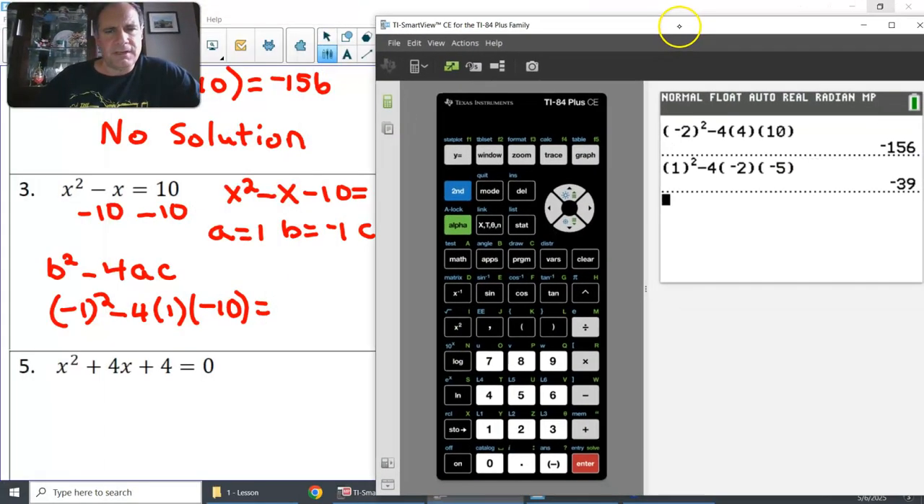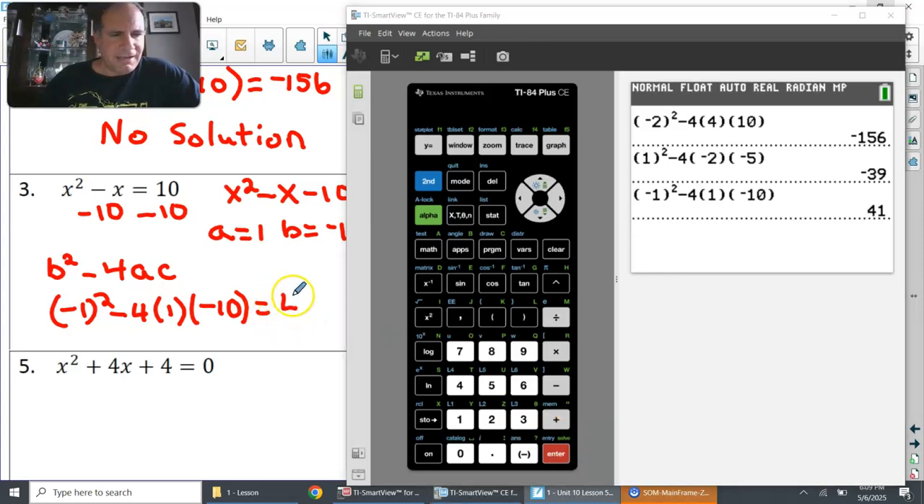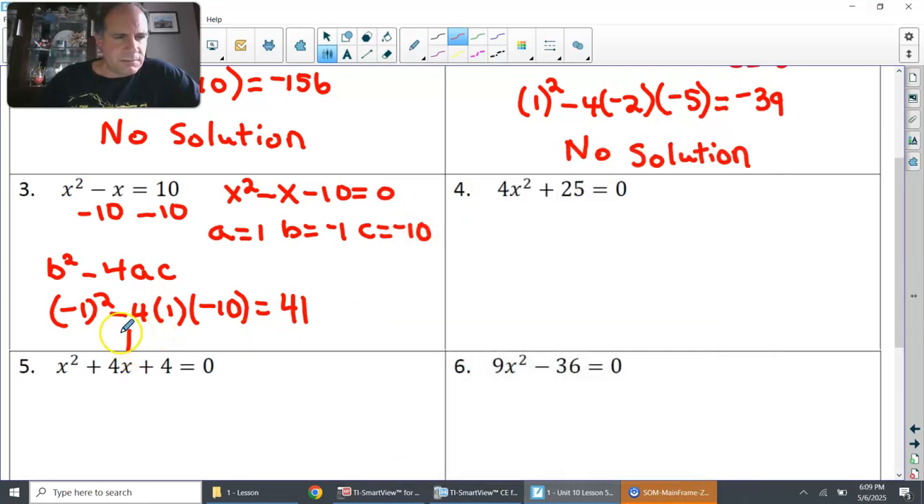Negative 1 squared minus 4 times 1 times negative 10, close parenthesis, is 41. Yay! 41 is 2 solutions. Excellent.